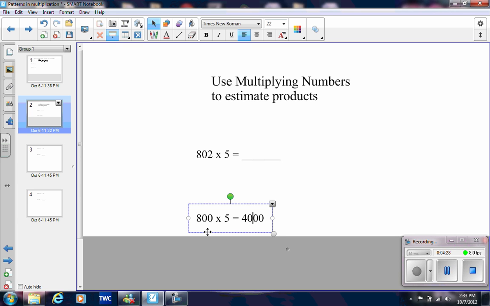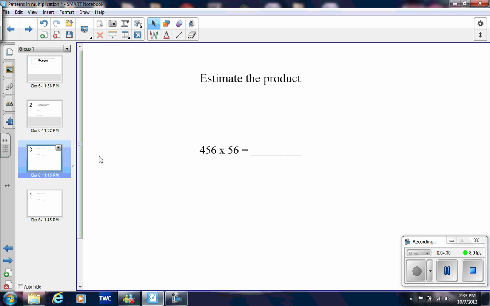All right. Let's head to the next slide here. How about if we estimated this product now? So 456, and then multiply by 56. So I take a look at that 456 and round that and see if that's close to it. Okay, so in this case, I would say that is a 4 with a 5 after it, so I'll round that up to 500.